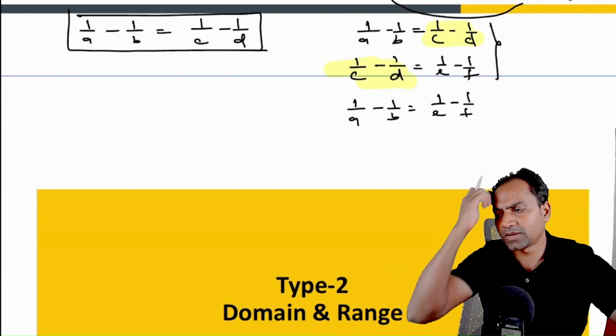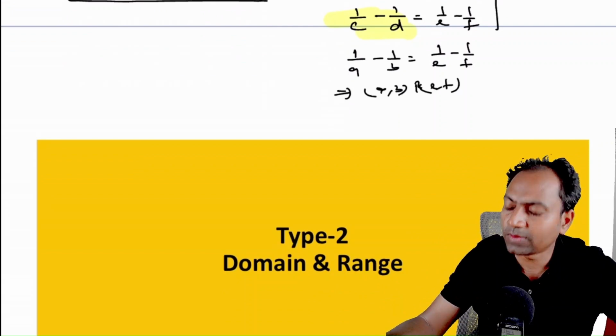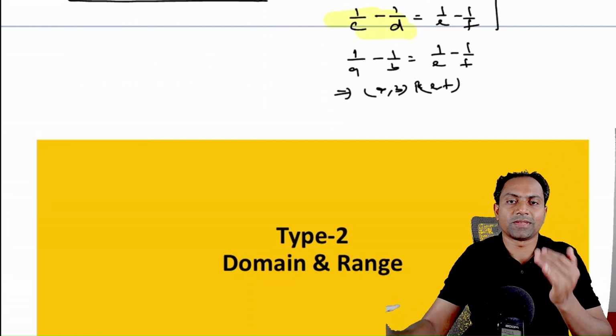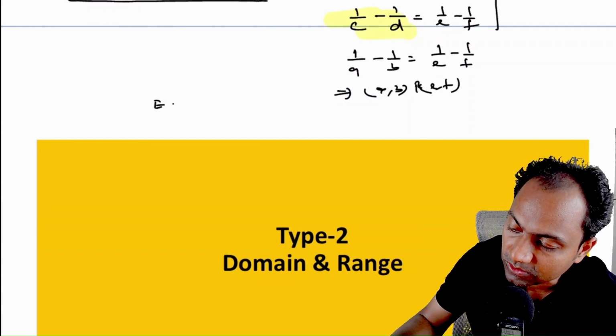And now this is a very simple condition, and from here you can directly conclude that (a, b) will be related to (e, f). We have also proved that it has become transitive. If a relation is reflexive, symmetric and transitive, we can call it an equivalence relation.